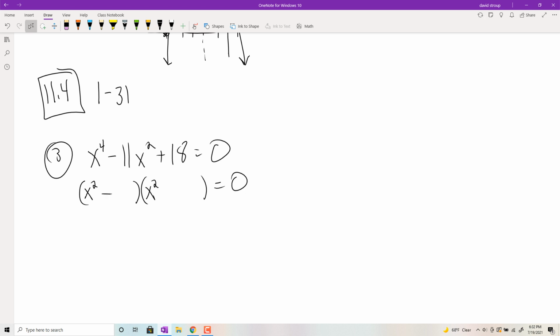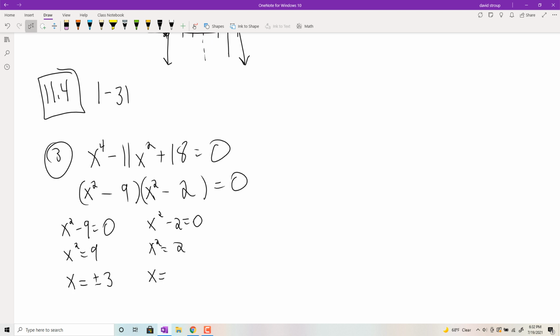And then you can try to figure out your numbers, looks like 9 and 2. And then you can set those equal to 0. Square root property. And x is plus or minus square root 9, so plus or minus 3. And then here, x is plus or minus square root 2. So there are 4 answers there.